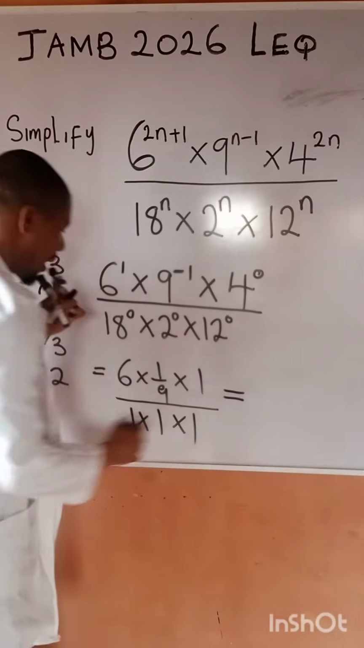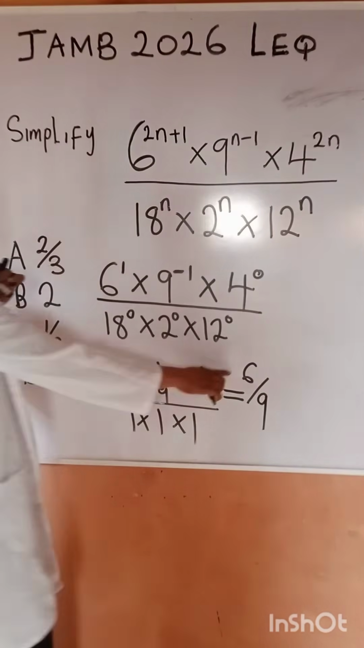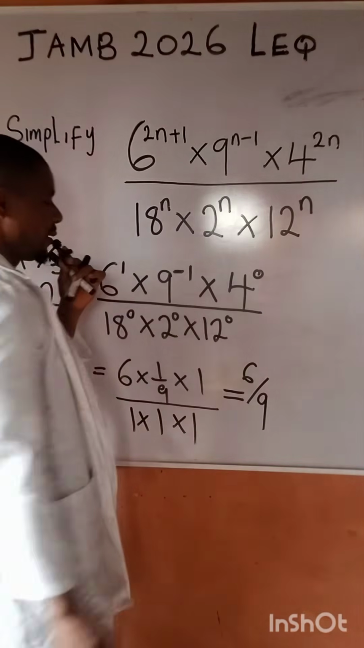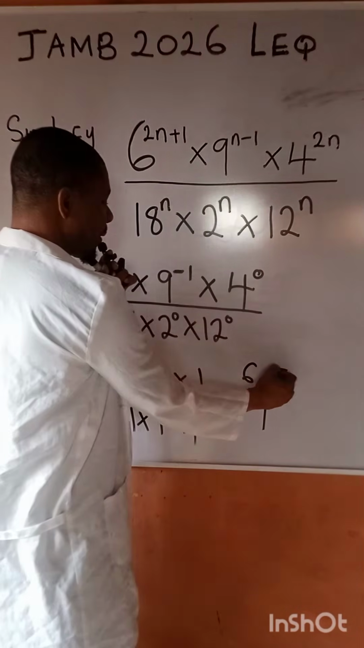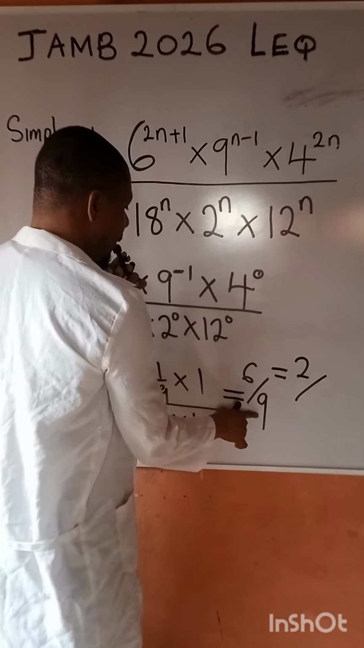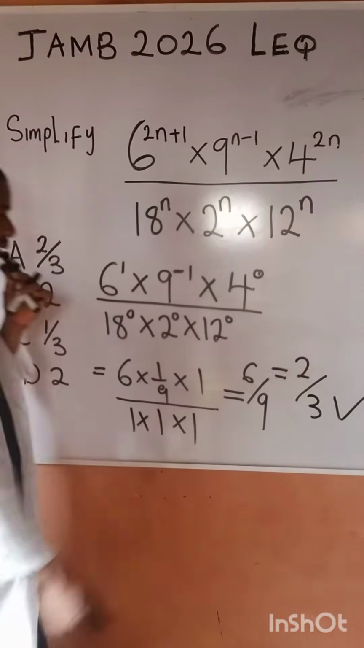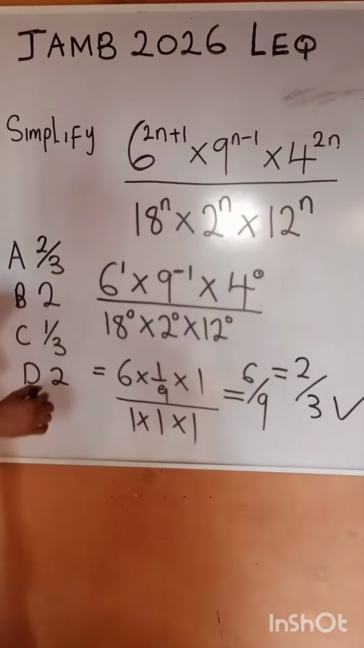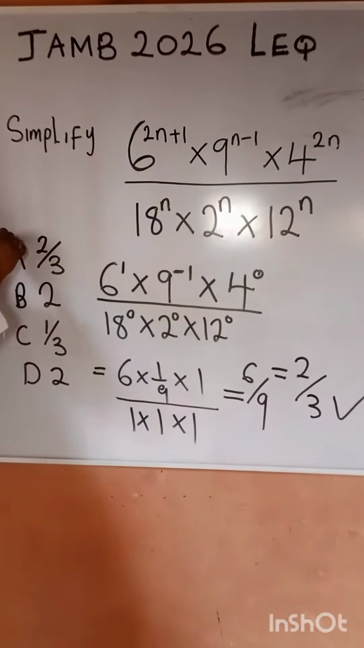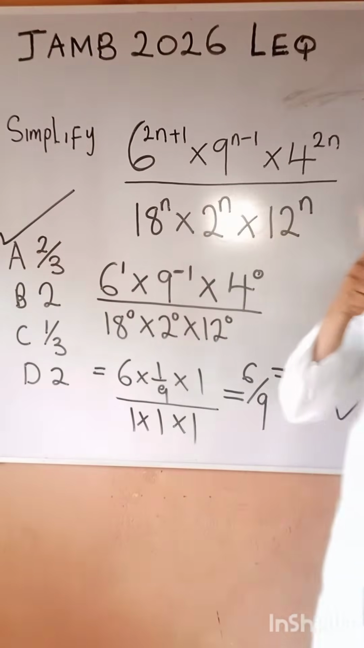So my final answer will give me 6 all over 9, which is the same thing as 2 over 3. In 6 over 9, 3 goes into 6 two times, and 3 goes into 9 three times. So 6 over 9 is the same thing as 2 all over 3. So the final answer is going to be A.